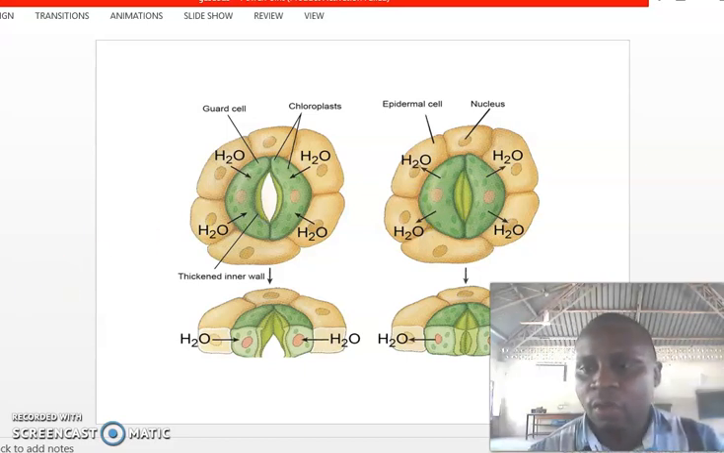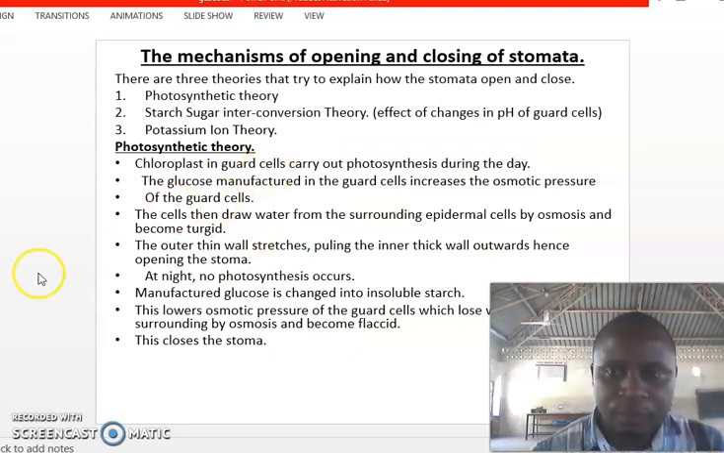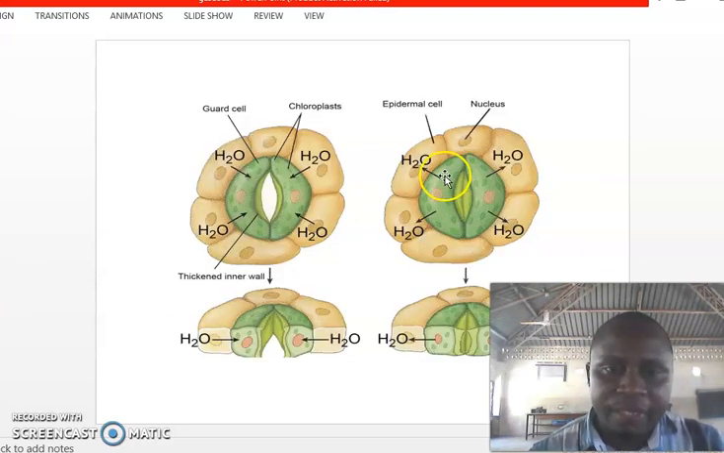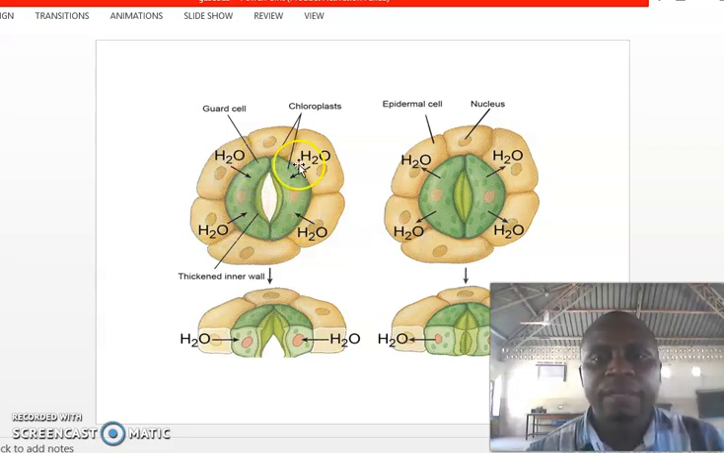Now, according to the photosynthetic theory, the chloroplasts in the guard cell, when there is sunlight, absorb and trap light, hence photosynthesis occurs in the guard cell. This leads to production of glucose. Because glucose is osmotically active, it will increase the osmotic pressure of the guard cell. Remember, the epidermal cells surrounding the guard cell do not have chloroplasts. Therefore, photosynthesis occurs only in the guard cells.